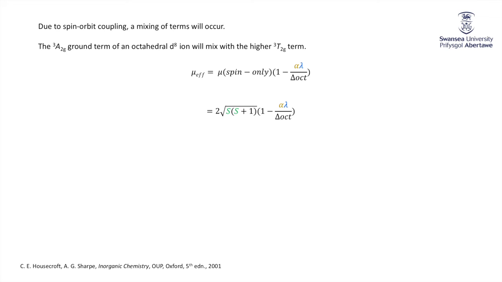The 3A2g ground term of an octahedral d3 ion mixes with a higher energy 3T2g term. As you can see here, the effective magnetic moment of your complex will be calculated using your spin only, multiplied by 1 minus alpha, which would be 4 for an A ground term and 2 for an E ground term, multiplied by your spin-orbit coupling constant, divided by your delta oct. This can also be calculated in a tetrahedral complex using delta tet instead of delta oct.